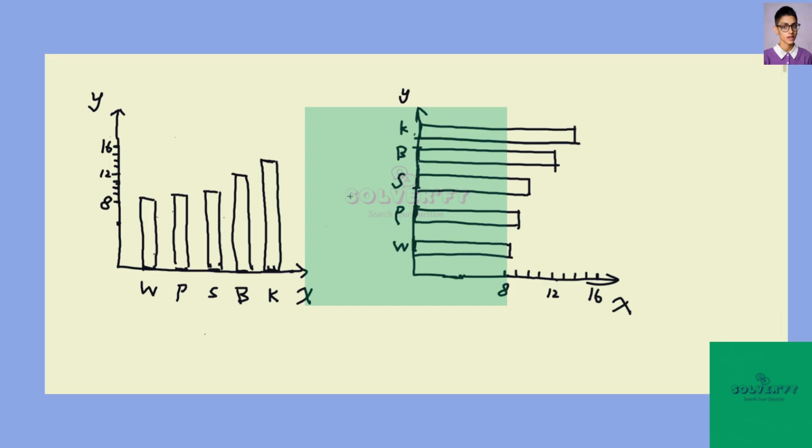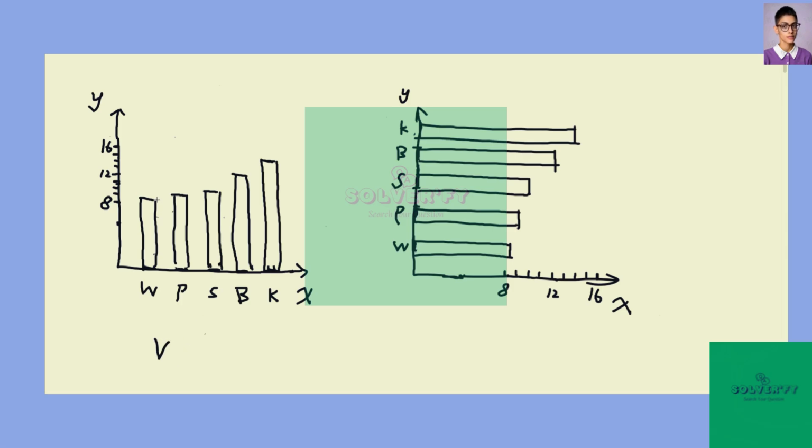Well, this question asks us to draw vertical and horizontal bar graphs for the sales data of five different fast food restaurants. They are Wendy's, Pizza Hut, Subway, Burger King, and Kentucky Fried Chicken. And the sales numbers are measured in billions of dollars. So here, let's first move on to vertical bar graph.